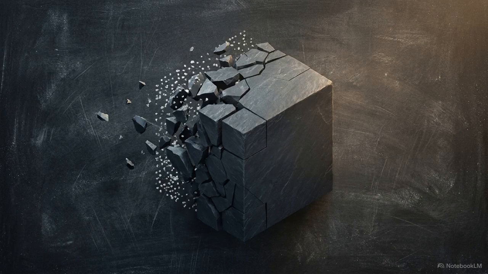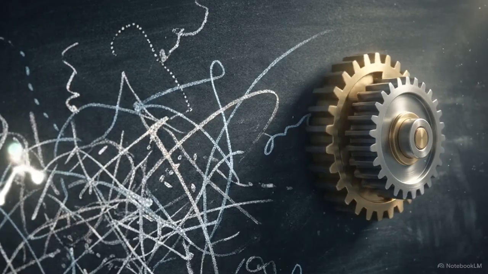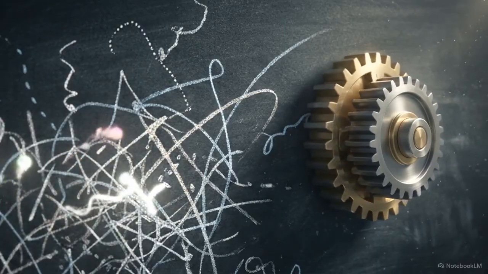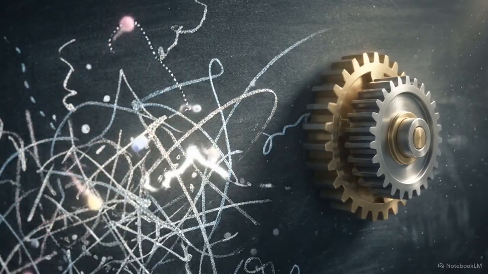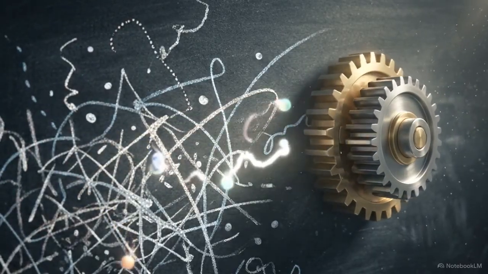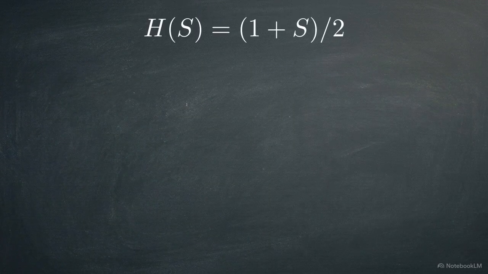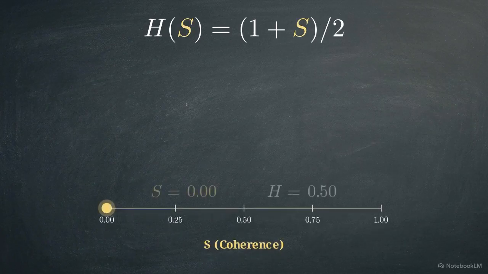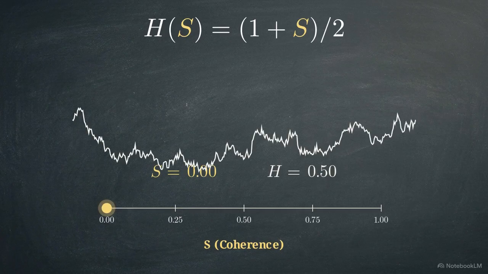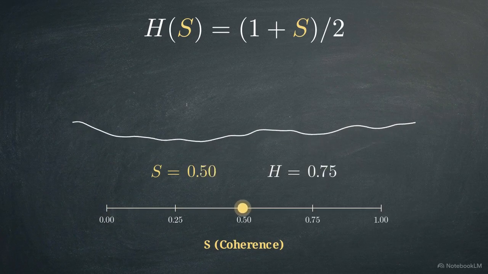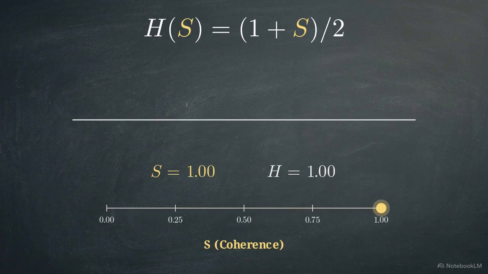The observer-dependent theory of everything, or ODTOE, proposes a physical mechanism to explain these varying levels of order. It suggests that the transition from quantum chaos to classical clockwork is a single continuous spectrum governed by one equation. That equation is h(s) = (1 + s)/2. In this formula, the variable s represents coherence, the degree to which an observer cluster acts in unison.